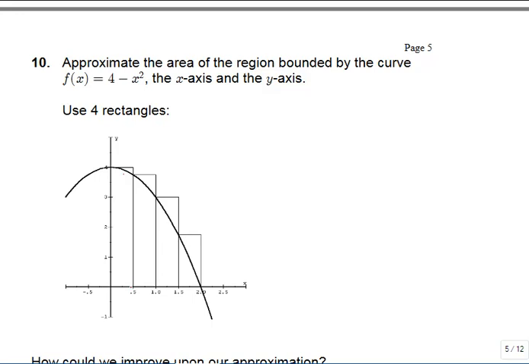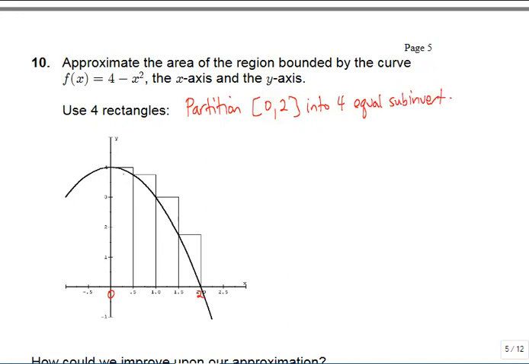So here what I've done is I've created 4 rectangles, 1, 2, 3, 4, and each rectangle has an equal width. Now this is going from 0 up to 2. So we're going to partition that whole interval, 0 to 2, into 4 equal subintervals. This is what it's called, a partition, and we're going to partition that whole interval, 0 to 2, into 4 equal subintervals.